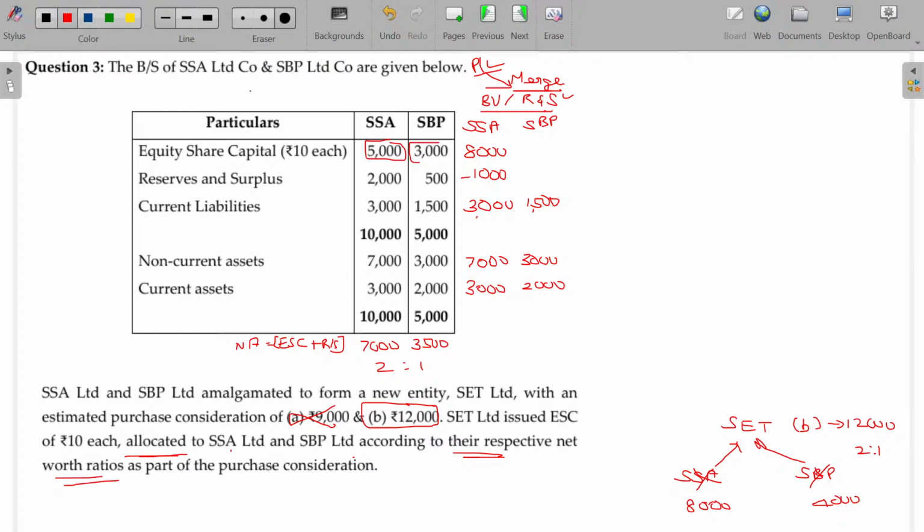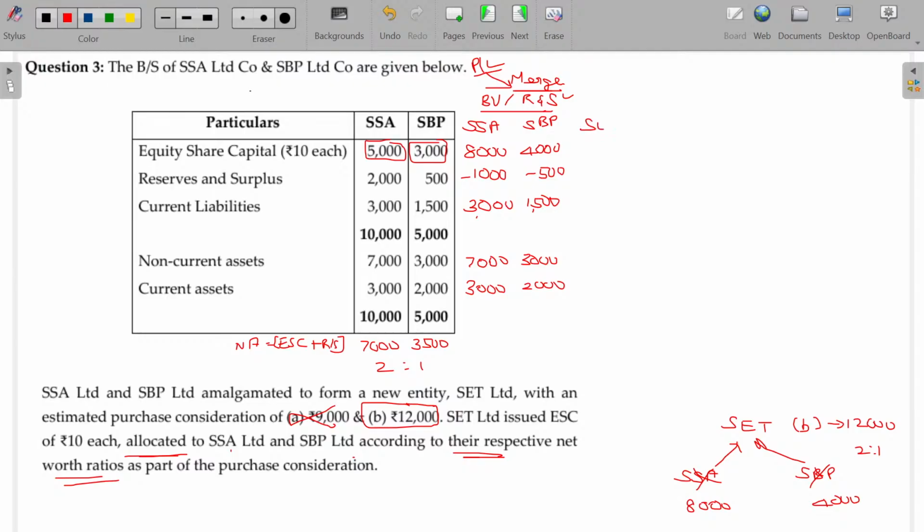Similarly for SBB, 3,000 is the value where 4,000 is the payment made. 1,000 rupees we are paying in excess. That 1,000 excess payment is a loss and will be adjusted in the reserves and surplus. Already we have the reserves and surplus of 500 only, but we have to subtract 1,000 from here. So we end up with a loss of 500.